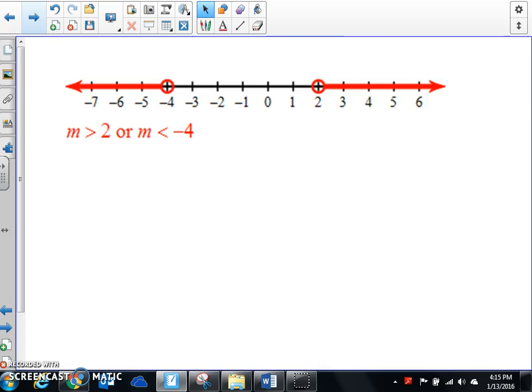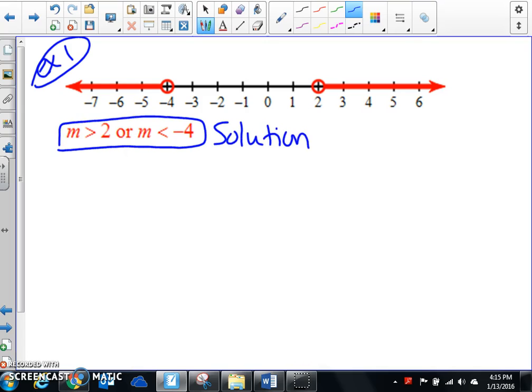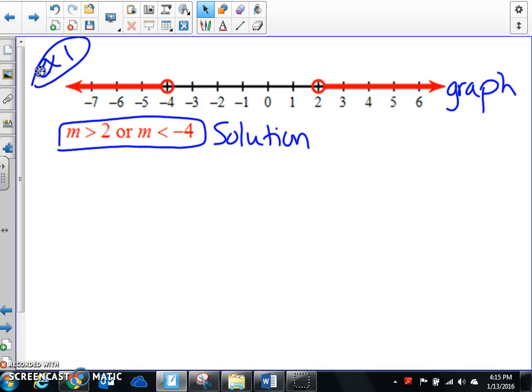All right, so I gave you a problem, and you solved it. This is your solution, and this is your graph. Okay, so we're going to go ahead and make sure you're drawing these graphs too in your notes. We're going to go ahead and write interval and set notation.